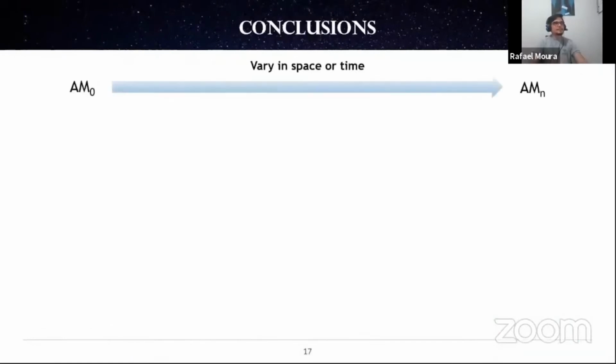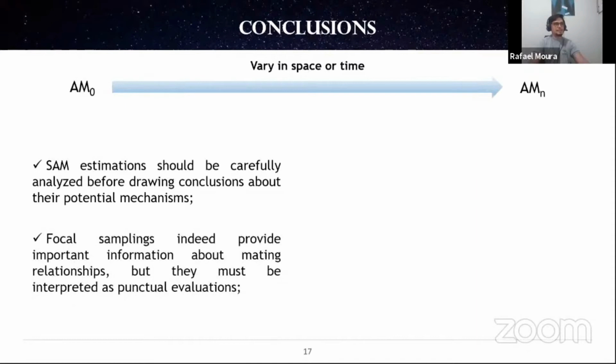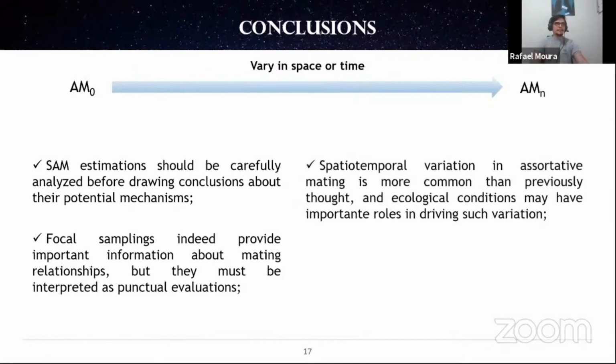In conclusion, assortative mating can vary in space and time, so assortative mating estimations should be carefully analyzed before drawing conclusions about their potential mechanisms. Focal samplings indeed provide important information about mating relationships, but they must be interpreted as punctual evaluations. So any attempt to extend these conclusions to different populations and breeding periods can be misleading. Spatial and temporal variation in assortative mating is more common than previously thought, and ecological conditions may have important roles in driving such variation.